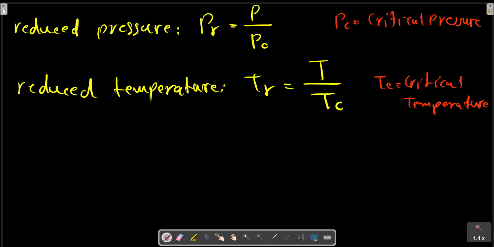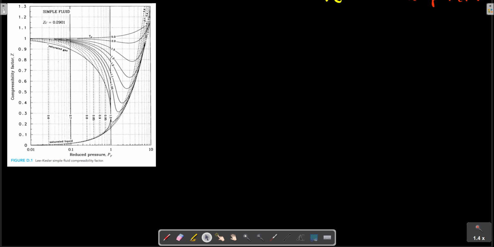reduced temperature, plotted on a Z versus PR diagram, a plot such as that in the figure here. The striking fact is that when Z versus PR diagrams are prepared for a number of substances, all of them nearly coincide, especially when the substance molecules are reasonably close, except near or at saturation or at high density.